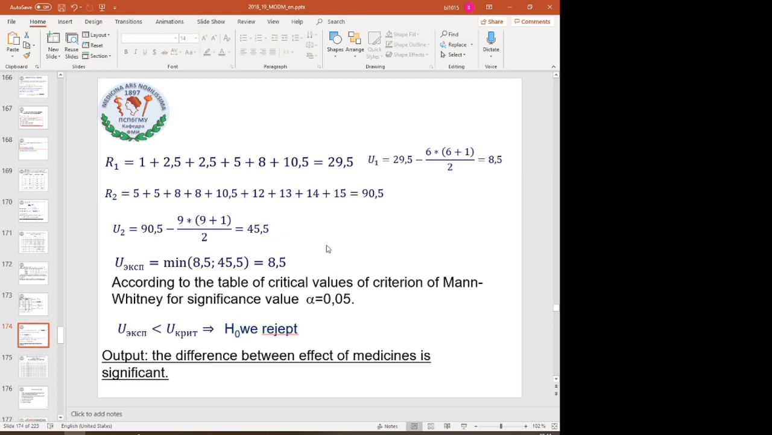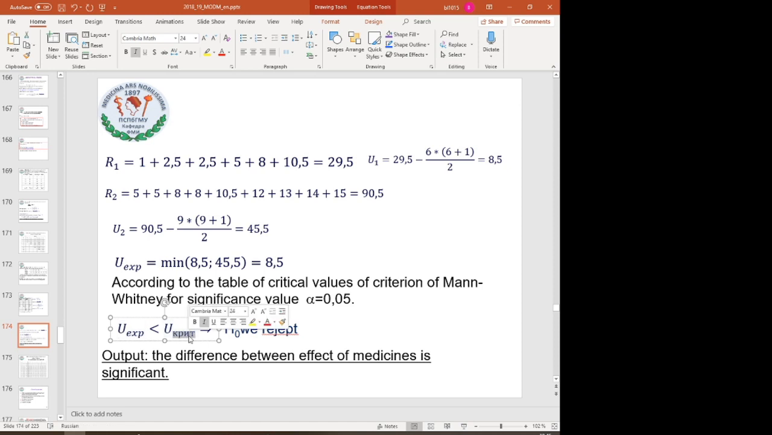What is our critical value, or experimental value? The experimental value is 8.5, and it's less than 9, so we can conclude that our drug was effective, and we now reject the null hypothesis.